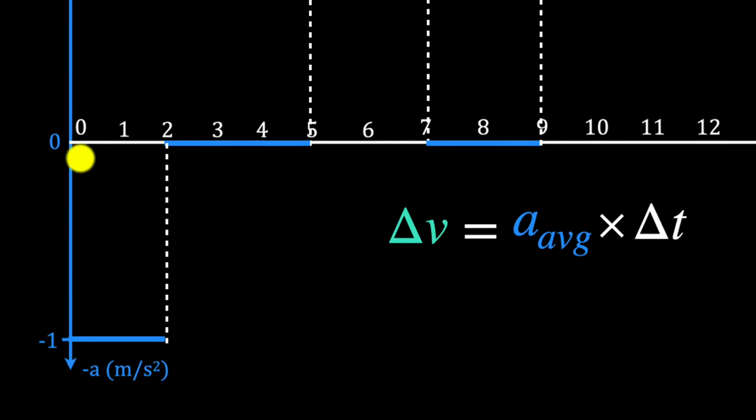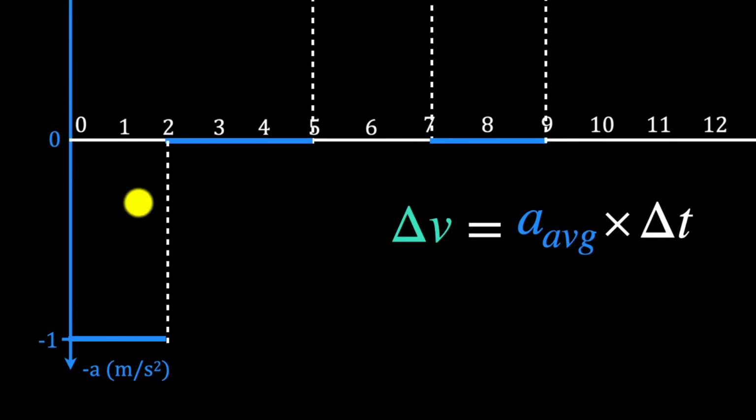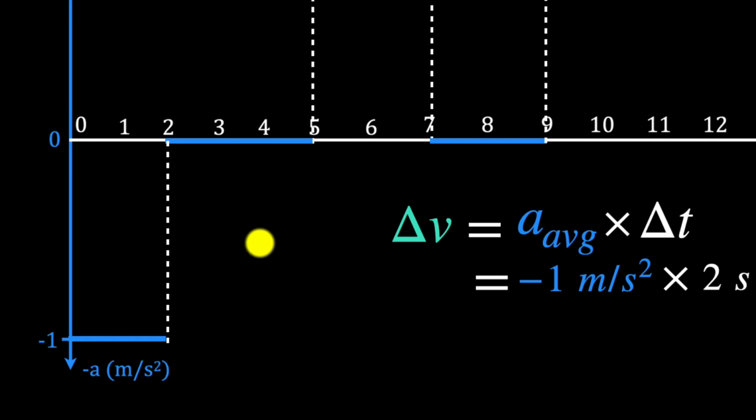So for example, if I consider from 0 to 2 seconds, the acceleration is -1. So the average acceleration is -1 meters per second square. And the time interval is 2 seconds. And therefore, the change in velocity of this object from 0 to 2 seconds is -2 meters per second. Now remember, this is not the velocity, it's the change in velocity. It tells me that the velocity is reduced by 2 meters per second, okay?